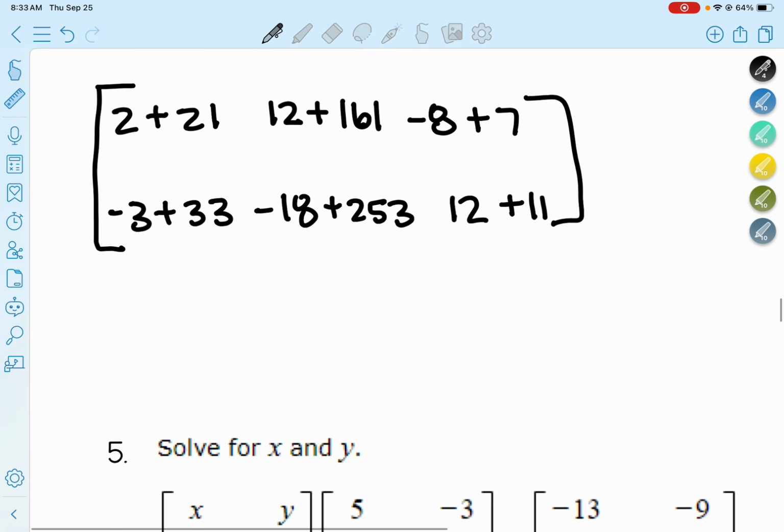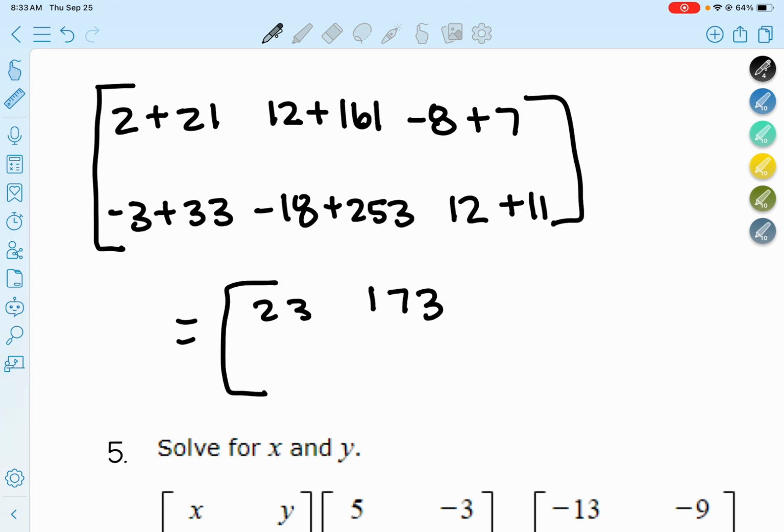I'm going to go ahead and simplify these by adding them together. So 2 plus 21 is 23, 12 plus 161 is 173, negative 8 plus 7 is negative 1, negative 3 plus 33 is 30, negative 18 plus 253 is going to be 235, and 12 plus 11 is 23.